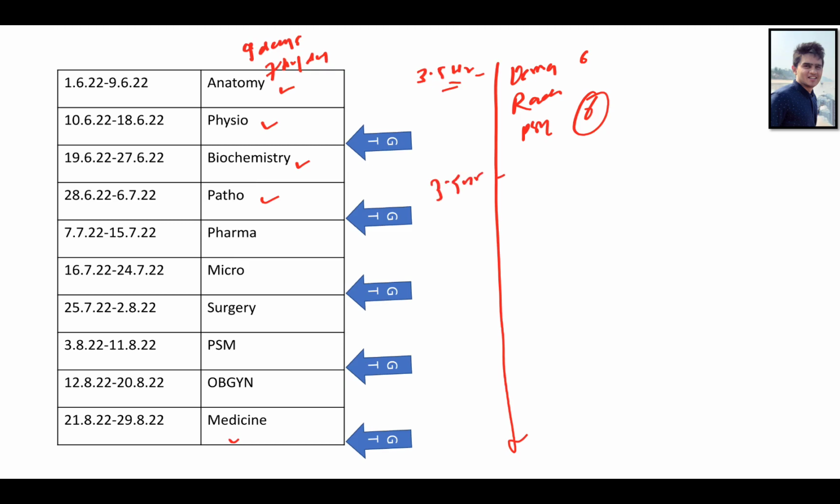And also 3.5 hours for subjects like your pedia, ophthal and ENT, which will require 9 days each. So you can assign it here, and GTs you can introduce, like you can put GTs every 2 or 3 weeks as per your convenience. I advise at least 3 GTs a month, not more than that. That is my personal opinion.